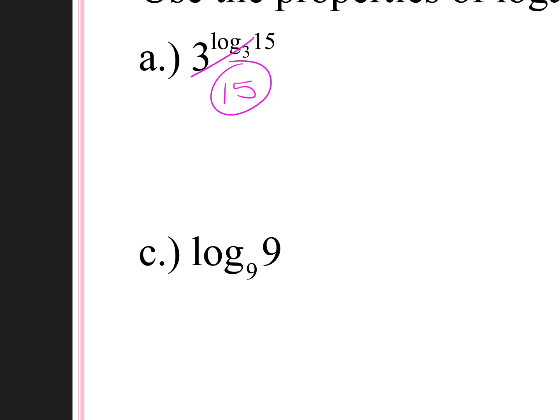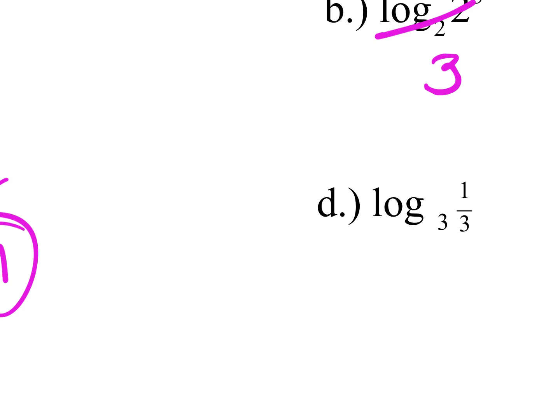I have a log base 9, and then a big old 9. What happens to these? They cancel. What's my answer? Not 0. 1. When everything cancels out, what do you have left? 1. Good. And then this last one's a tad tricky. Why is this one tricky? Because it's a fraction. So let's rewrite this. We can do it a couple ways.